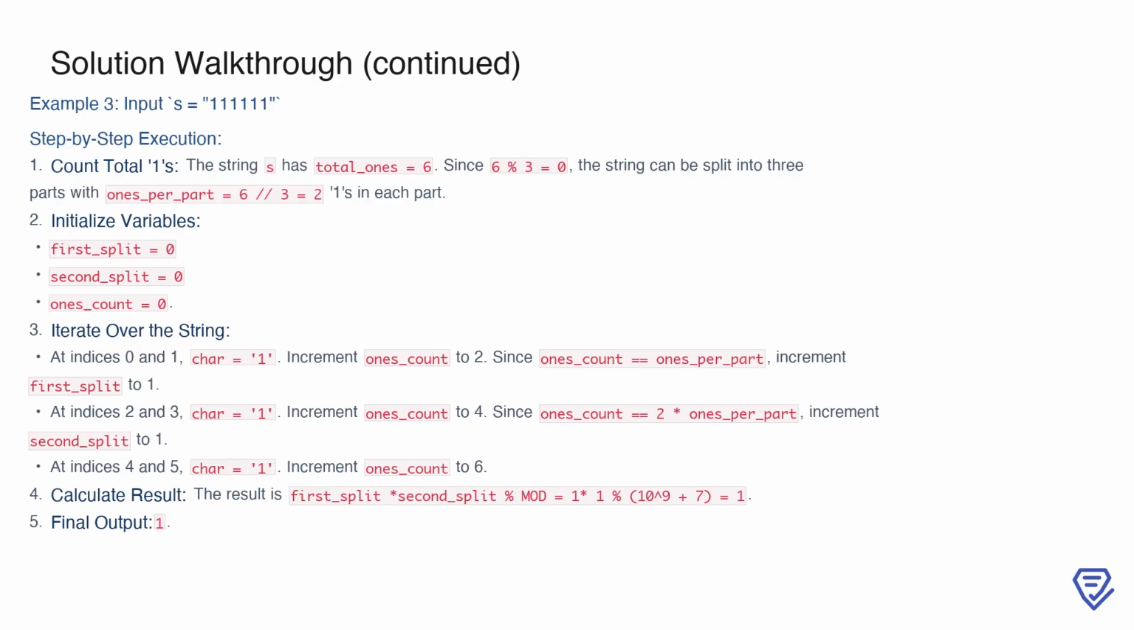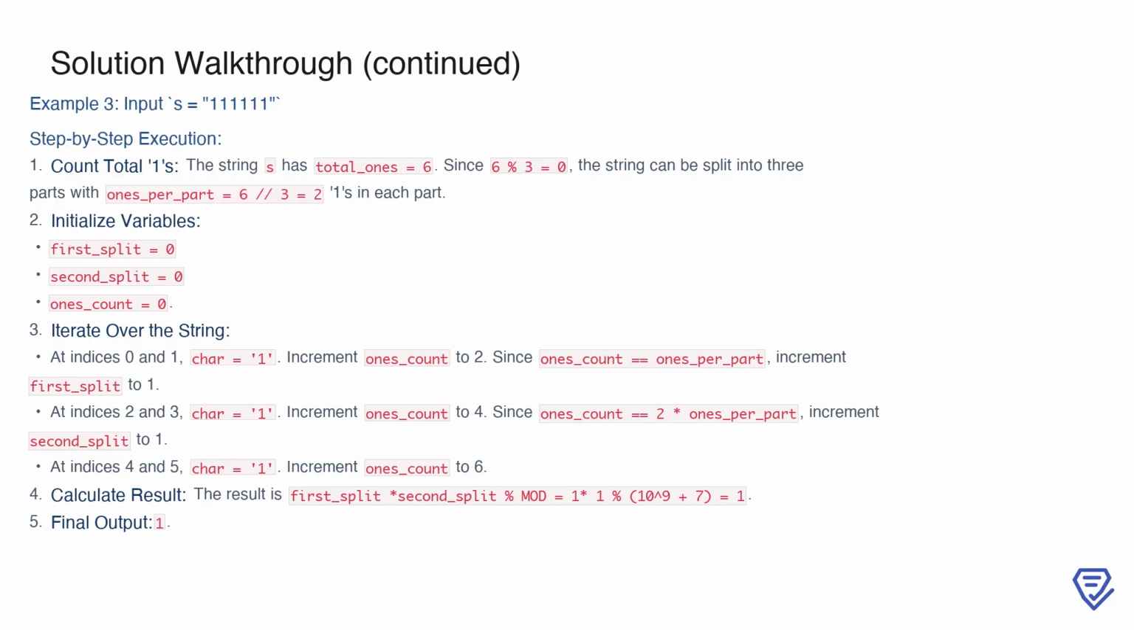As we iterate through the string, we count the ones. After encountering the first 2 ones, ones_count equals ones_per_part, so we identify the first valid split point and increment first_split to 1. After encountering the next 2 ones, ones_count equals 2 times ones_per_part, marking the second valid split point, so we increment second_split to 1.